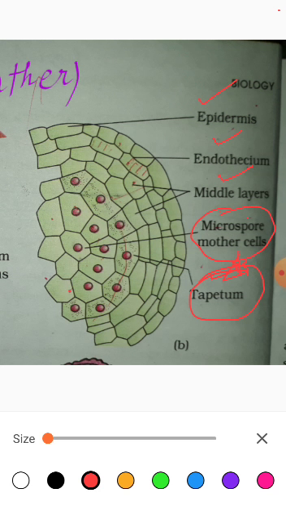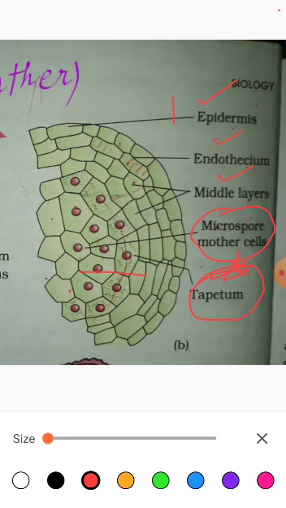So this is a typical anther which is surrounded by 4 layers: epidermis, endothecium, then below endothecium the middle layers, and innermost, that is next to the microspore mother cell, is the tapetum. The tapetum provides nourishment to the pollen grains by diffusion or by forming a special structure known as plasmodium. I hope this structure is clear to you.